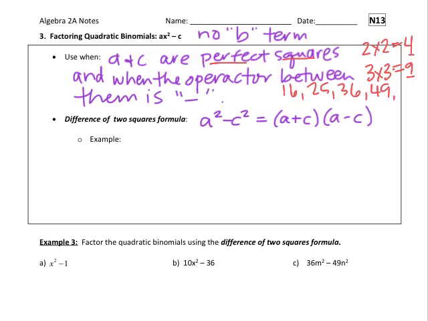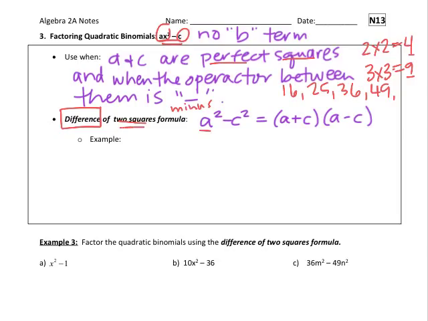After a certain point, we probably won't get those numbers in our problems. But the factoring of quadratic binomials will happen when there's no b term, which means there's no bx term. Notice that there's just the x squared and then the constant term here. So when a and c are perfect squares and when the operator between them is a minus sign, that has to be a difference. Remember, this is about a difference of two squares.